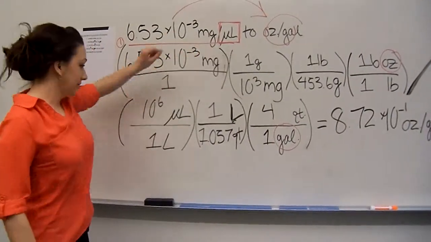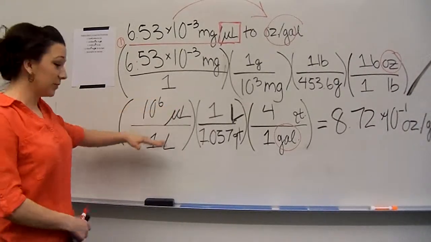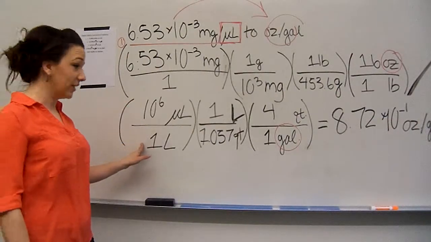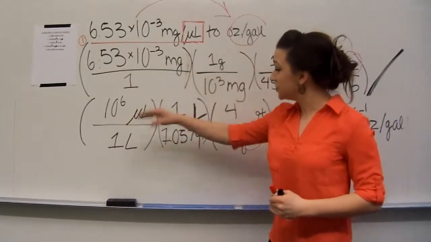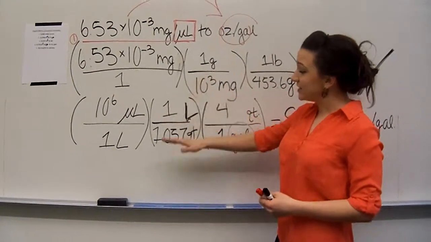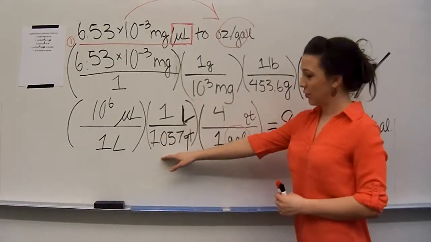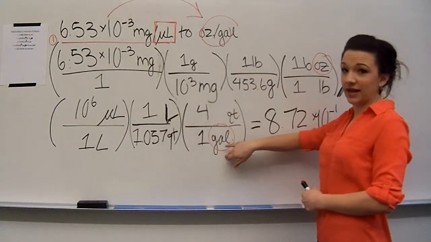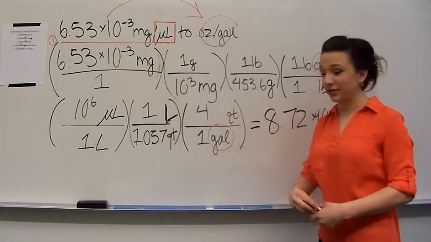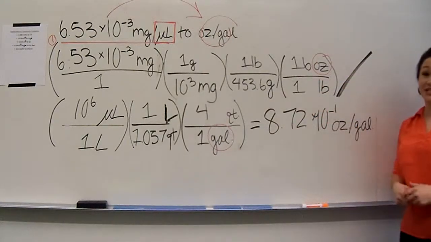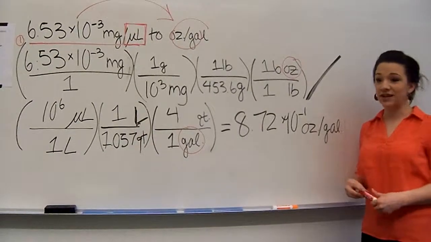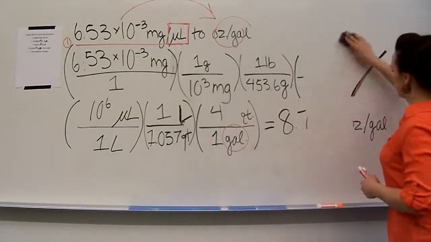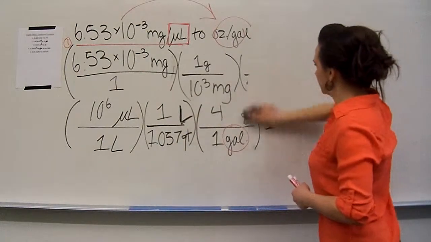We take the unit, and we set that on the top, and then we put its equivalent on the bottom. So 10 to the 6 microliters is equal to 1 liter. We match 1 liter to 1 liter. 1 liter is equivalent to 1.057 quarts. We match quarts to quarts. 4 quarts is equal to 1 gallon. Again, you plug that into your calculator, and you should end up with 8.72 times 10 to the negative first ounces per gallon. I'll go ahead and show you one more of these problems.